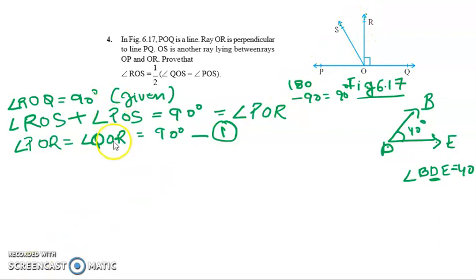Alright, now if you see the question carefully, we have to show that angle ROS is equal to half of angle QOS and POS. This means ROS is represented in terms of angle QOS and angle POS. Now see where is angle QOS. QOS is this angle, right? This is angle QOS.